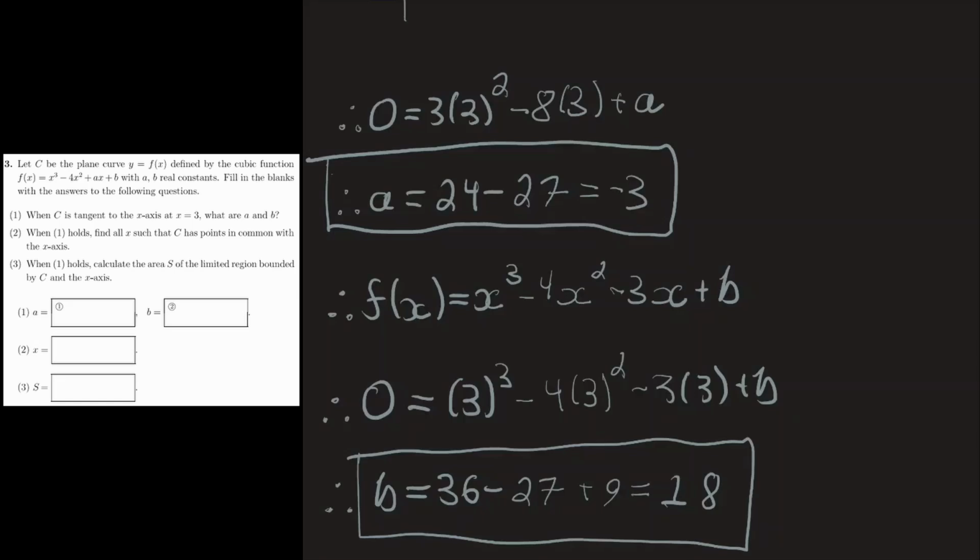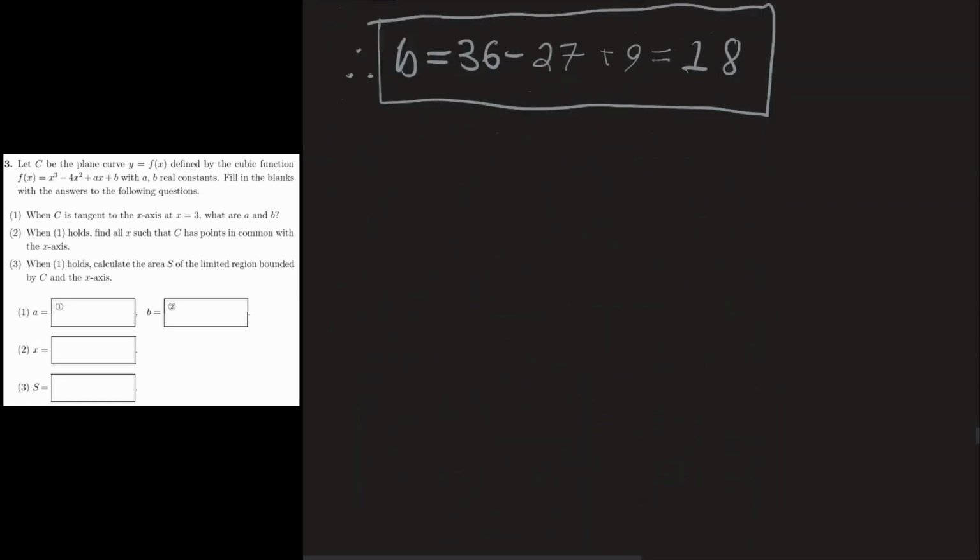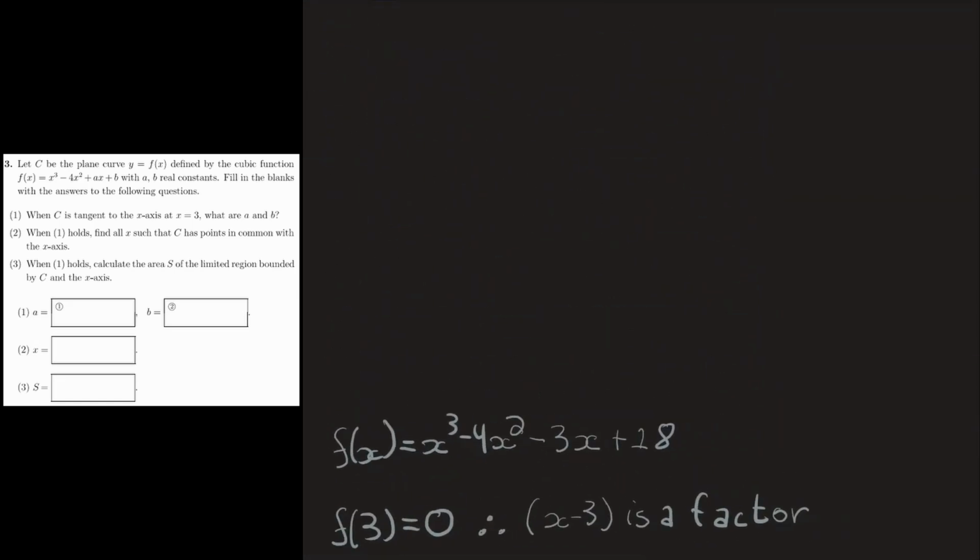So next, the question asks, when 1 holds, meaning the part of the question we just answered, part 1, find all x such that C has points in common with the x-axis. So what that is saying is we just need to find all of the x-intercepts of our curve. So right now we have this function, f of x, which is cubic. So to find the x-intercepts, we need to do a bit of factoring. To start, we already know that one of the x-intercepts is at x equals 3.